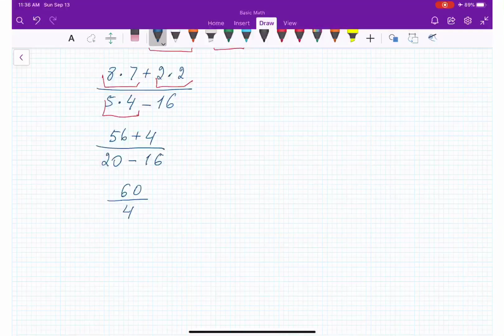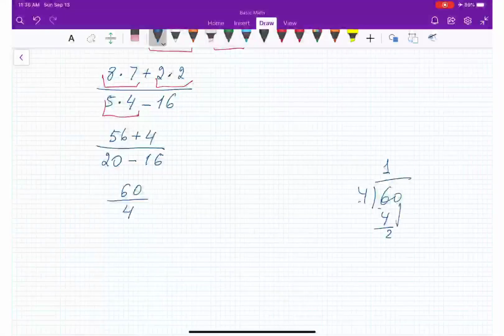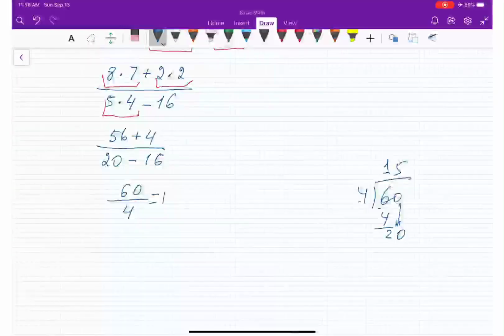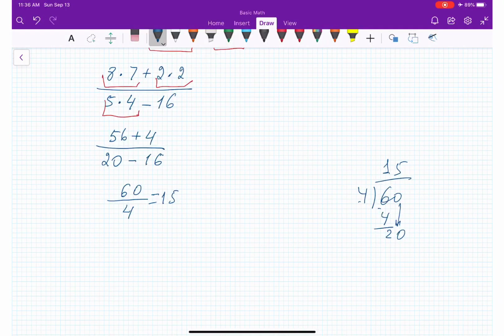Okay, 60 divided by 4. Let's divide. 60 divided by 4. 6 divided by 4, 1 times. 1 times 4 is 4. Remainder is 2. Bringing down this 0. 20 divided by 4 is 5. So the answer is 15.